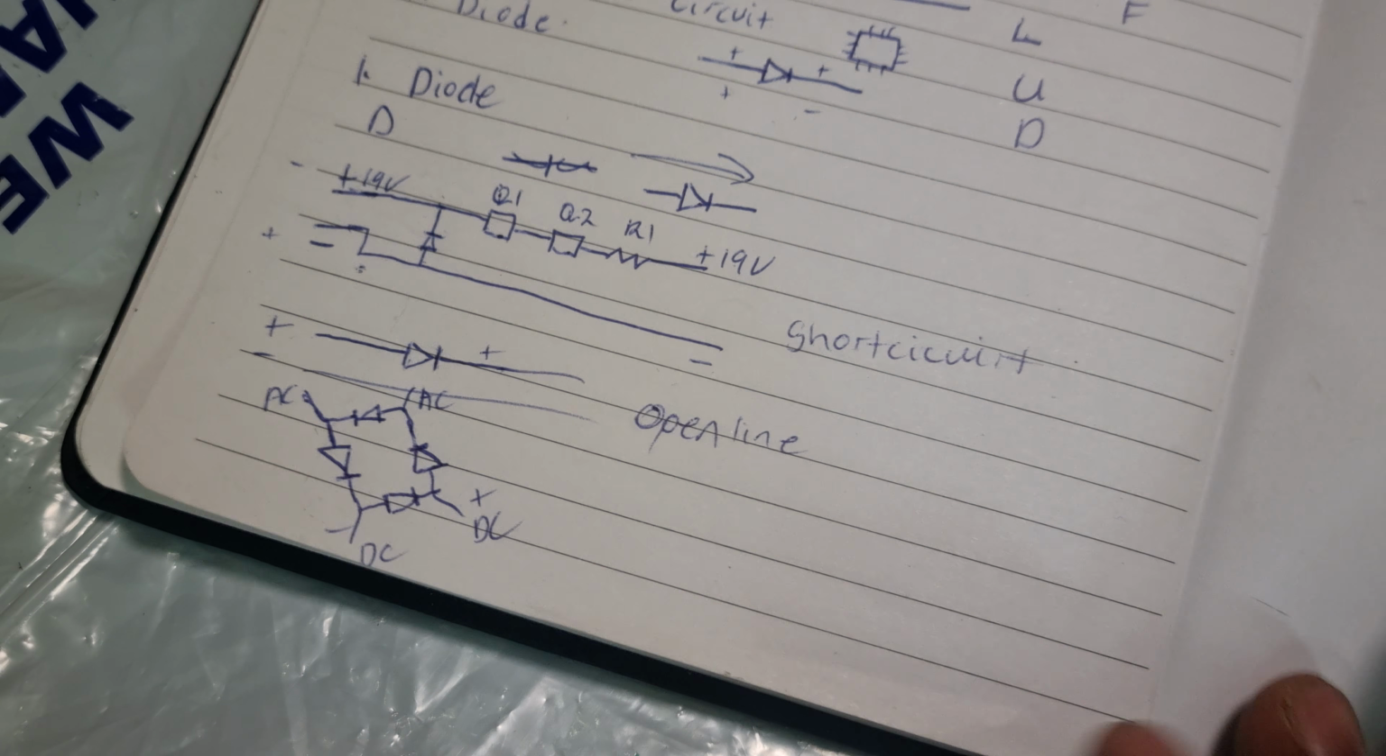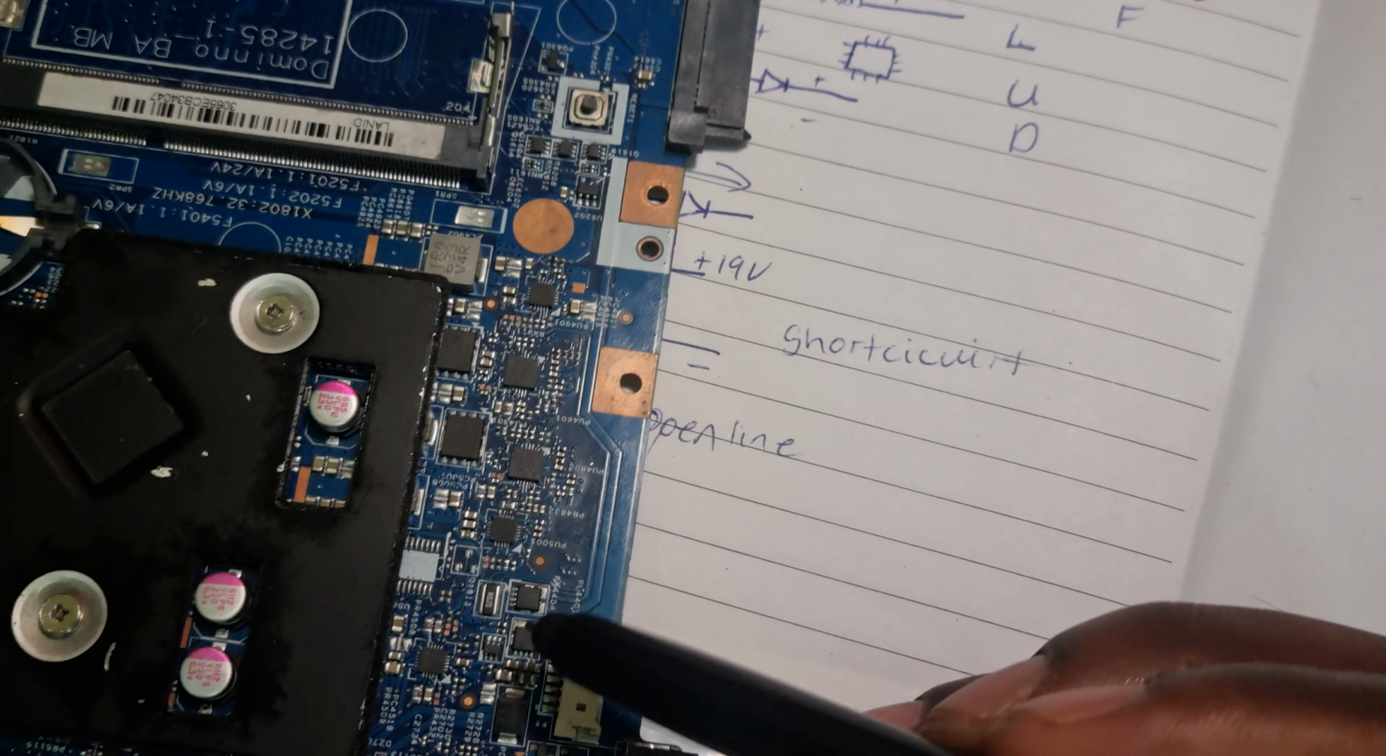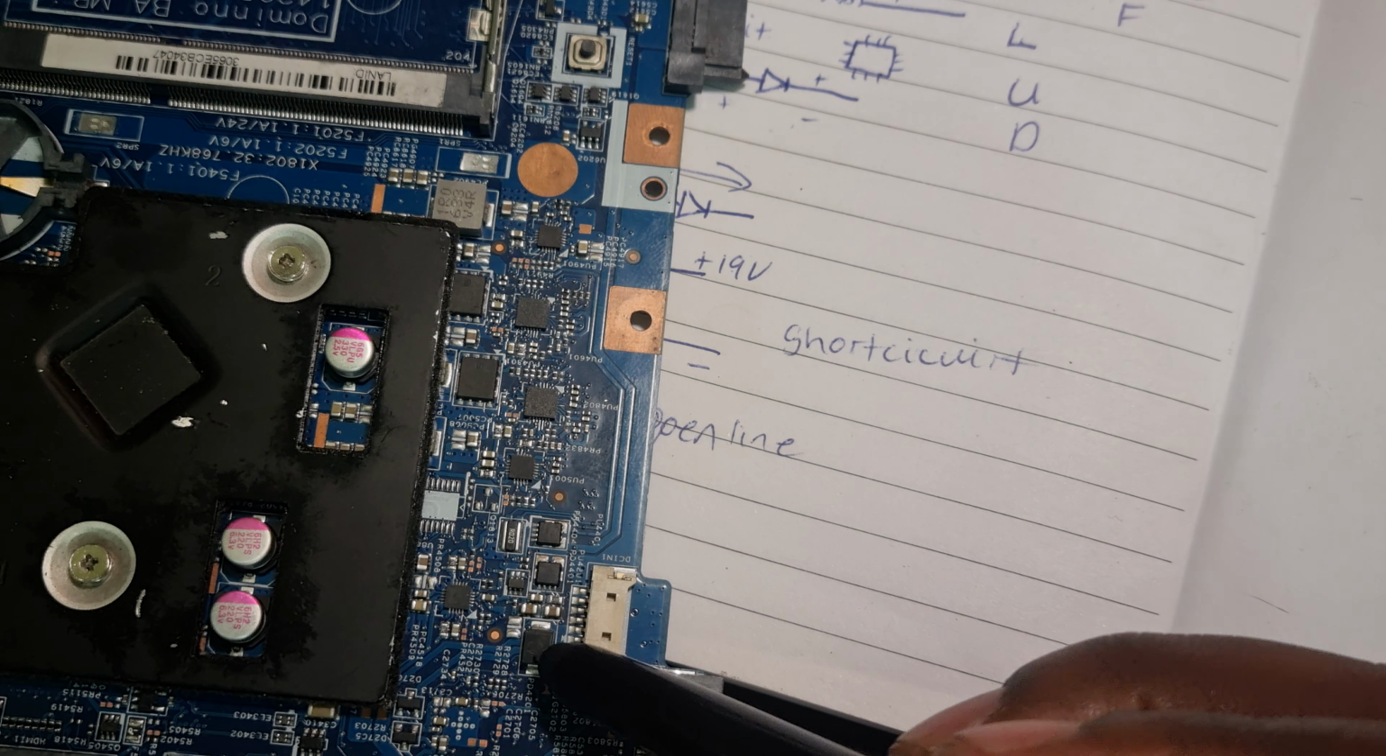So yeah, that's pretty much it with diodes, guys. How do they look? That's one example of a diode on a laptop. Generally, it will look like this. Another type of diode, you could get one that looks something like this.